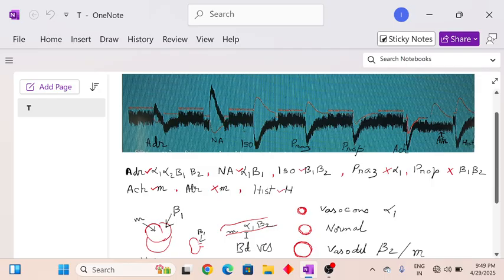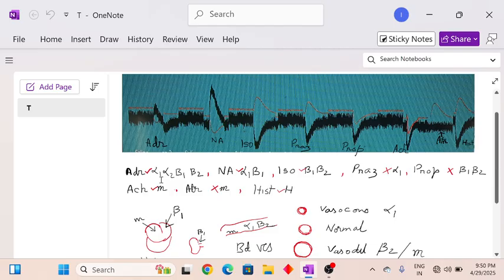Okay. So you can see here, this is a normal blood vessel. When alpha 1 receptors are stimulated, there will be vasoconstriction. When beta 2 receptors are stimulated, there will be vasodilation. This is the effect of noradrenaline. Then when muscarinic receptors are stimulated in the blood vessel, there will be vasodilation. So this is the effect of stimulation of different receptors in the heart and blood vessels. Now coming to individual drugs.